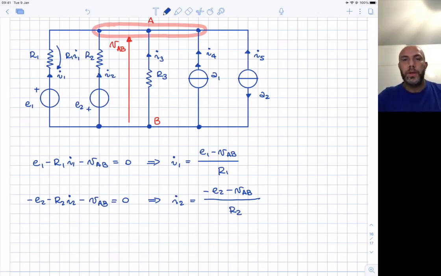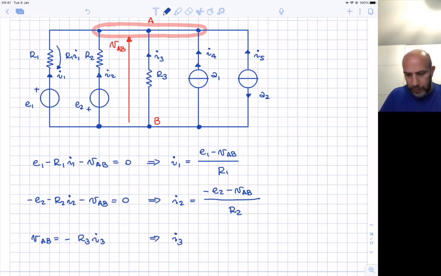For the third branch made by the resistance R3 only, we have that the voltage VAB is applied directly to that resistance. The resistance is studied according to the active sign convention, and so we can write Ohm's law in the form VAB equals minus R3 I3. So I3 equals minus VAB over R3.